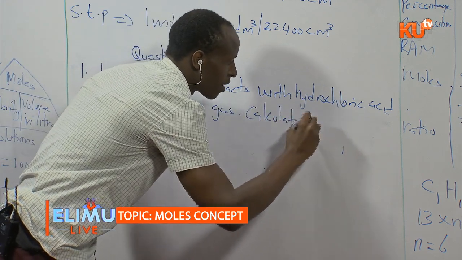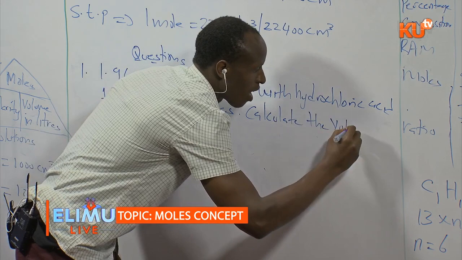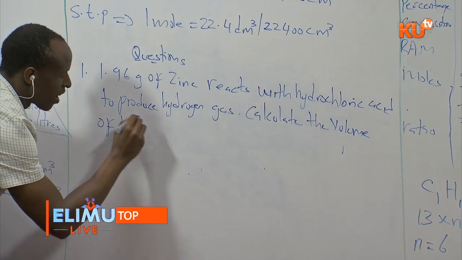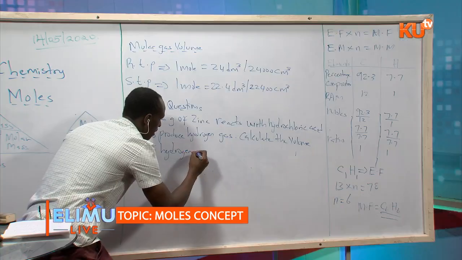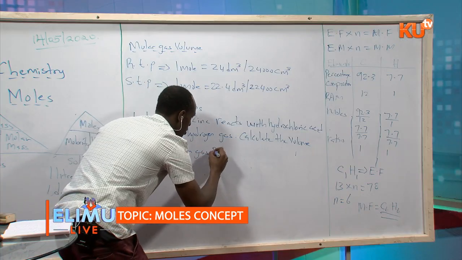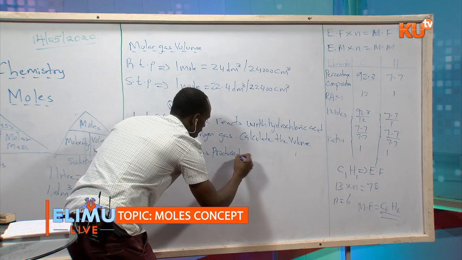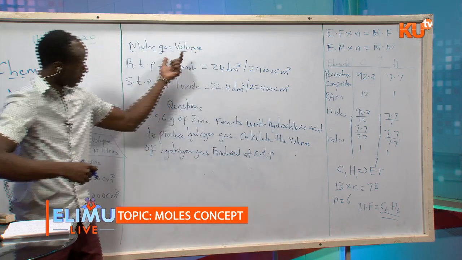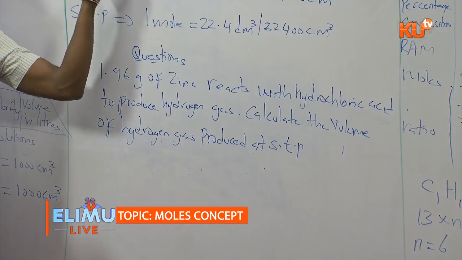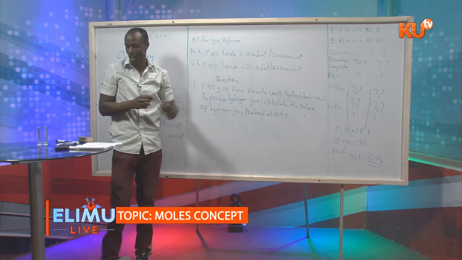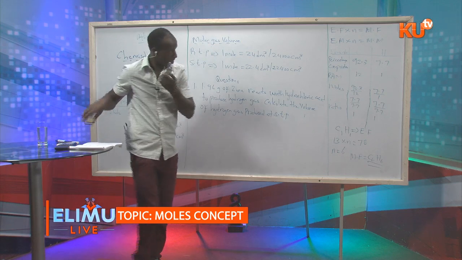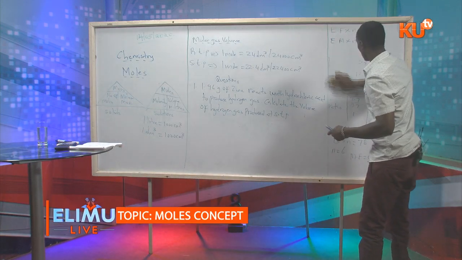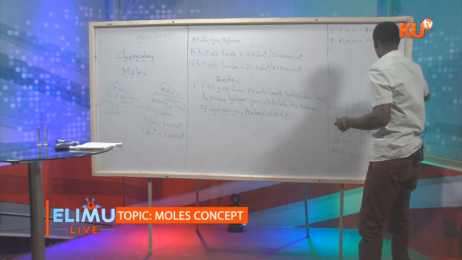Calculate the volume of hydrogen gas produced at STP. So it means you'll have to apply this formula of molar gas volume. So I'll do it on this part, how we're supposed to go about that kind of question.